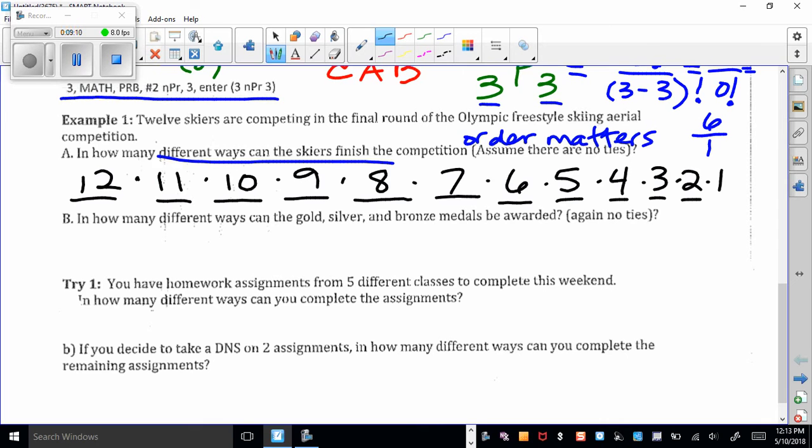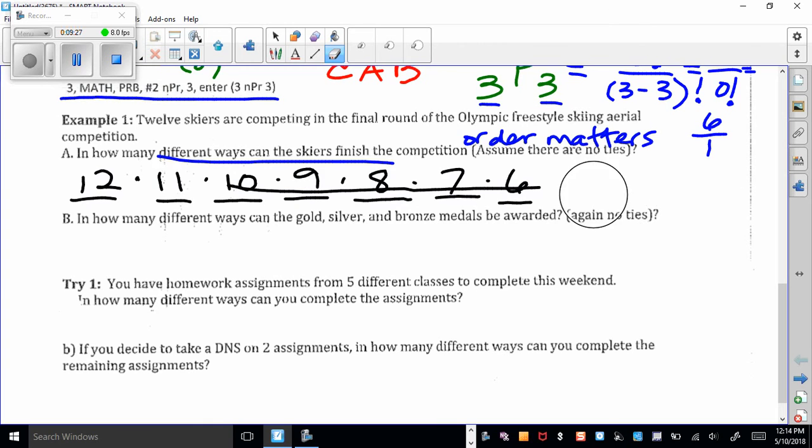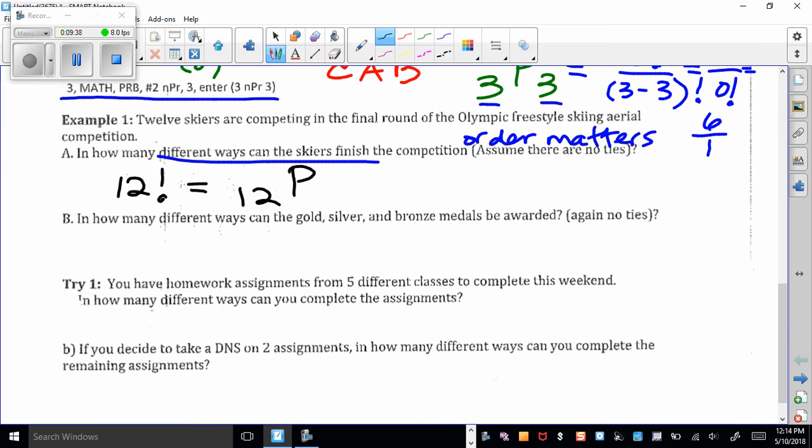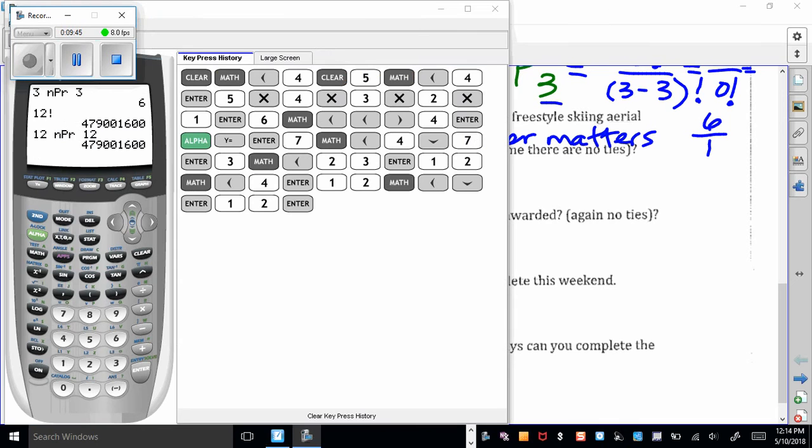Now that's a lot to write out, so we have shorthand. We just write 12 factorial. Notice that is equal to, I'm taking 12 things in order, and I'm putting all 12 things in a row. And let's see if those are the same on our calculator.